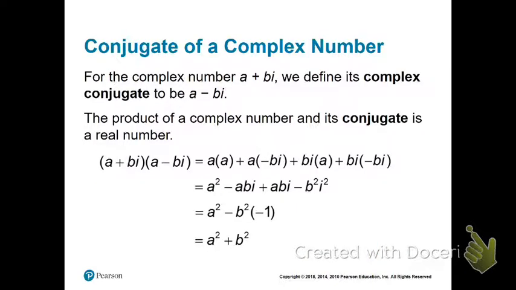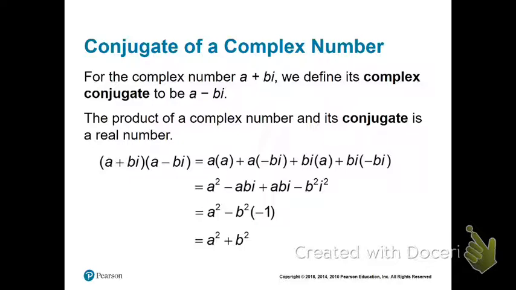The conjugate of a complex number. It says for the complex number a plus bi, we define its complex conjugate to be a minus bi. So a conjugate just means the sign in the middle is going to change. The sign in front of the different piece, okay?